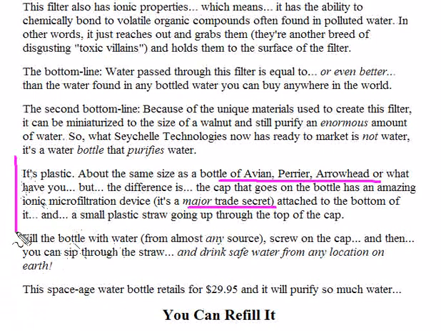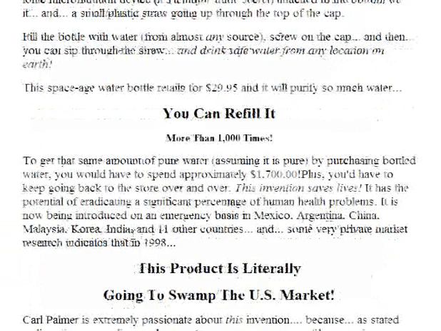Here's repetition again for the explanation. Fill the bottle with water from almost any source. Screw the cap on, then you can sip through the straw and drink safe water from any location on earth. This space age water bottle retails for $29.95, and it will purify so much water you can fill it more than 1,000 times.